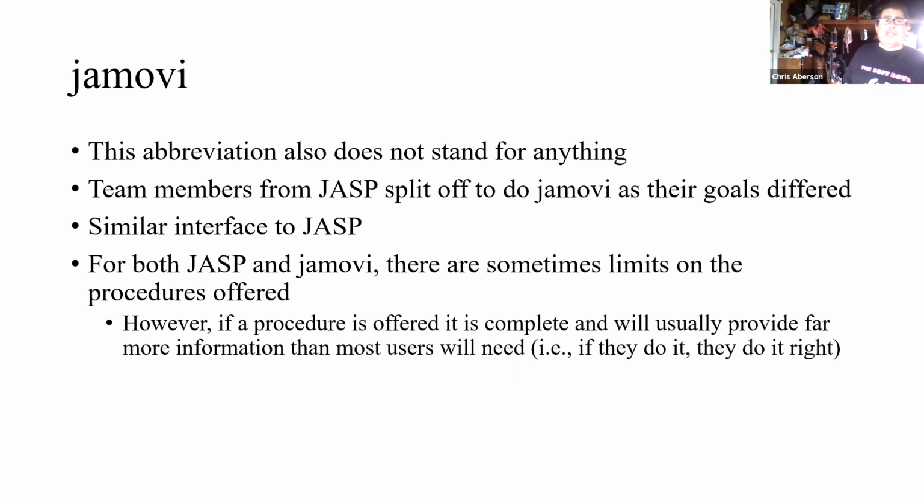So the other program is called jamovi, and this abbreviation also does not stand for anything. There were team members from JASP that split off to do jamovi. Their goals were different. JASP is really focused on providing Bayesian analyses. Anytime they put in a regular analysis, they put in the Bayesian equivalent. So it's focused on making Bayesian stuff easier, where jamovi didn't want to work. The jamovi team thought that they could be freed to develop more stuff if they didn't have to deal with that.